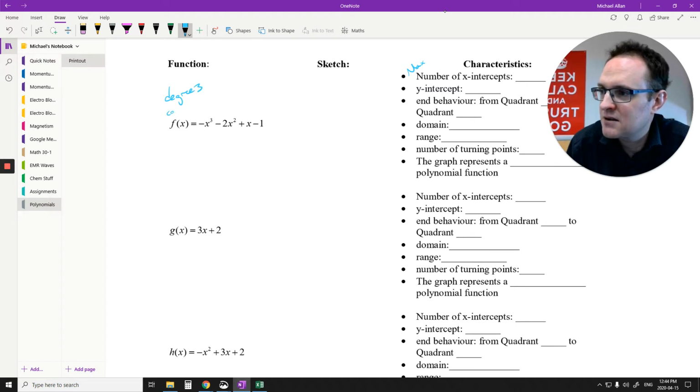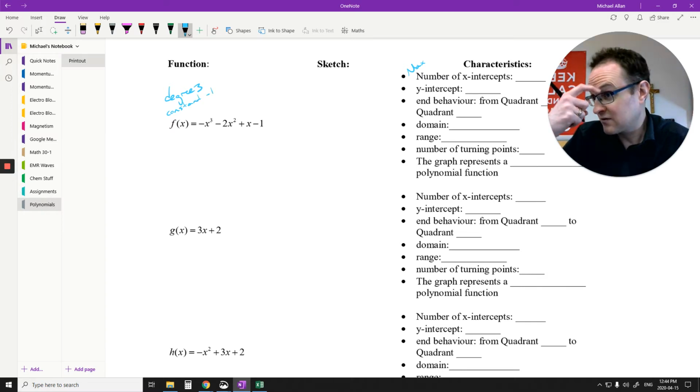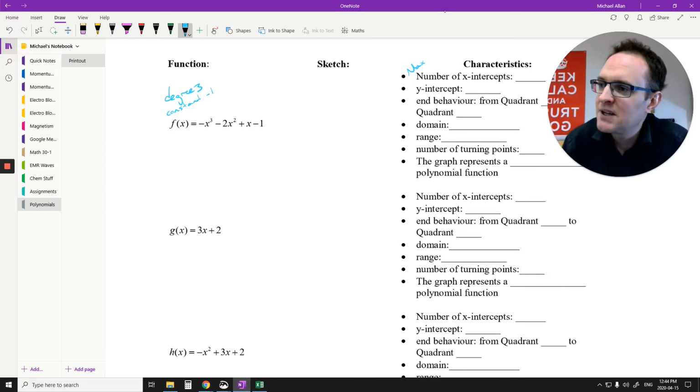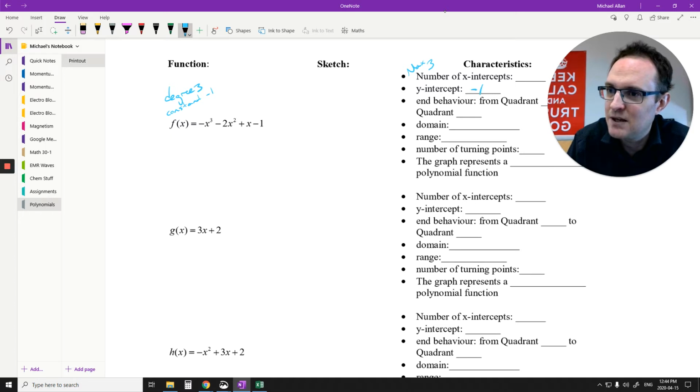I know the constant term is -1, which might be useful to determine the y-intercept. If I know the degree is 3, I know the max number of x-intercepts is going to be 3. But I don't know if this graph actually has 3. I'm going to have to sketch it out later. I know its y-intercept is -1, and the reason I know it's -1 without graphing it is its constant term is -1. That is its y-intercept. Okay?